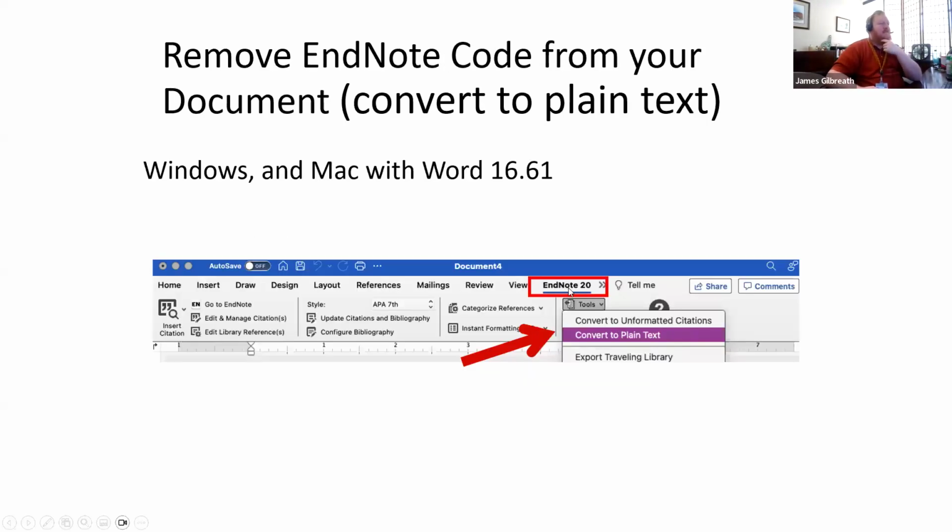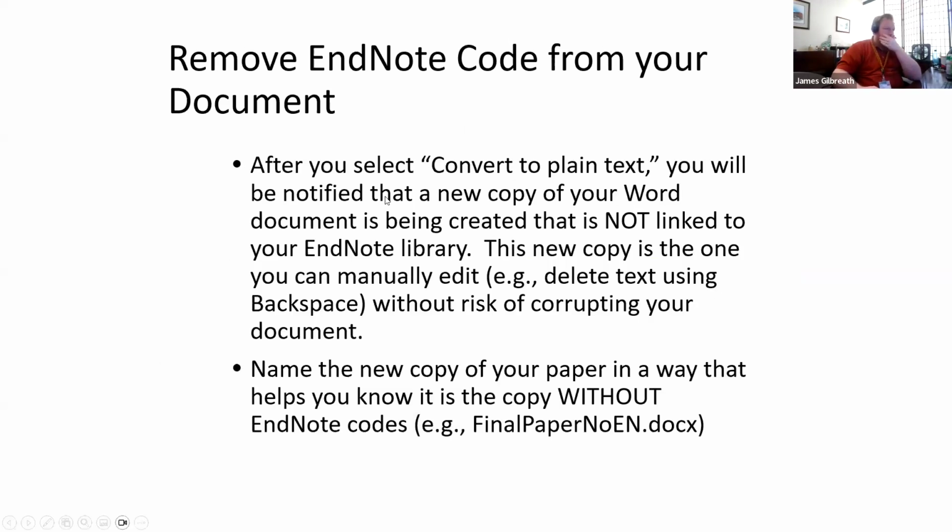So in the EndNote tab under Tools, there's an option to convert to plain text. Even though it says plain text, it doesn't remove all the formatting from the document. The formatting is in like hanging indent, anything in italics, that sort of thing. It converts it to plain text in the sense that it saves the text as you have it and removes the invisible code from it. After you select Convert to Plain Text, you'll be notified a new copy of the Word document is being created that's not linked to the EndNote library. You should name it in such a way that you know it's your document that doesn't have the EndNote code in it.